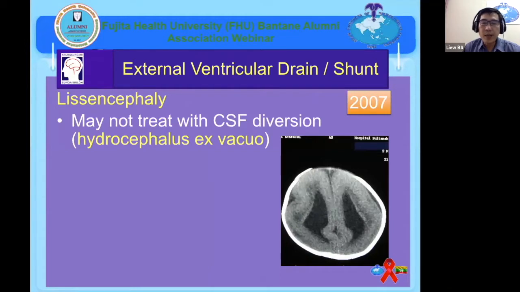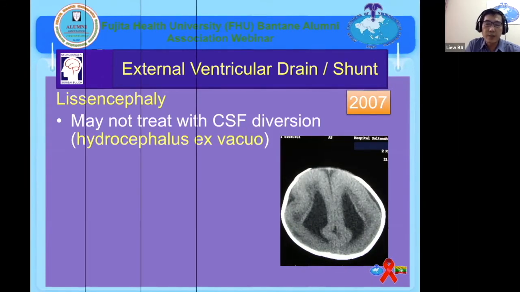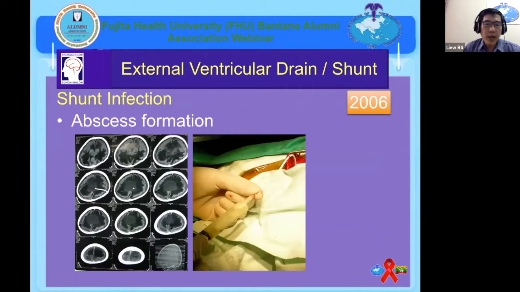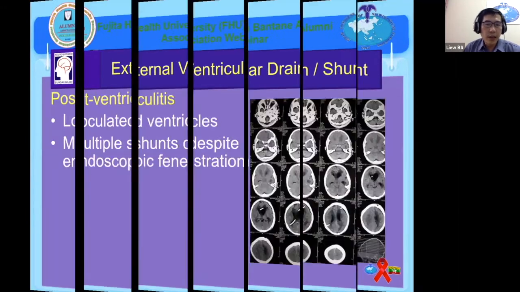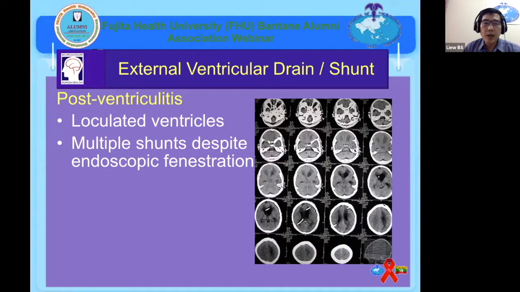We can discuss whether it's a good option or not. And again, in many instances, there are cases like this one, which I saw many years back during my resident time, where we first saw a large ventricle but the child was asymptomatic. This was actually a case of lissencephaly, and we did not perform any CSF drainage in this case. The worst experience that I have had with shunt insertion is abscess formation, and this definitely is devastating. When the ventricle becomes loculated, it becomes even more difficult to treat. Because of that, sometimes we may need multiple shunt insertions, despite the endoscopic fenestration that we perform. It's not always that successful. Same with the case of arachnoid cyst.